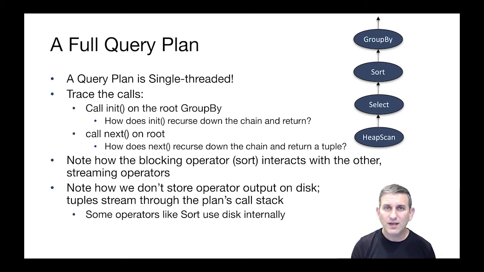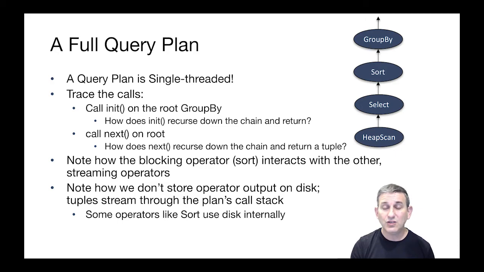And note also that we don't store tuples on disk at the output of every iterator. Rather, the tuples are passed back through the call stack when the next function returns a tuple. That's how tuples get passed from one iterator to the next, by the return value of next. We don't store the output of sort, for example, on disk. We simply return it one tuple at a time via next to group by.